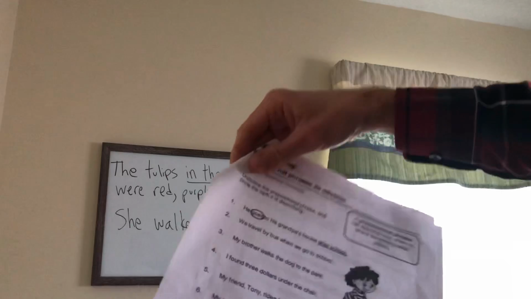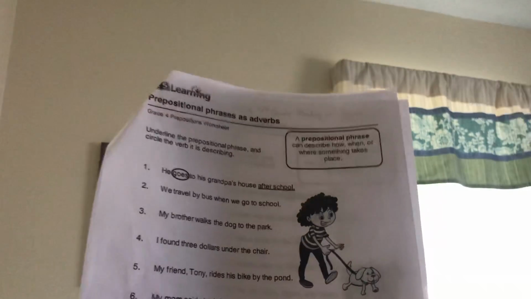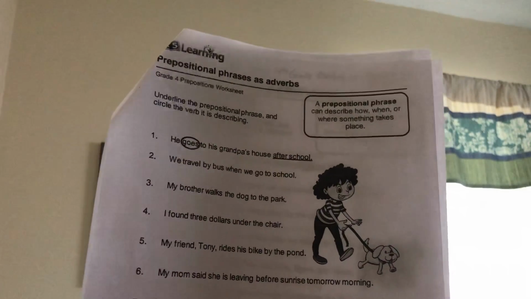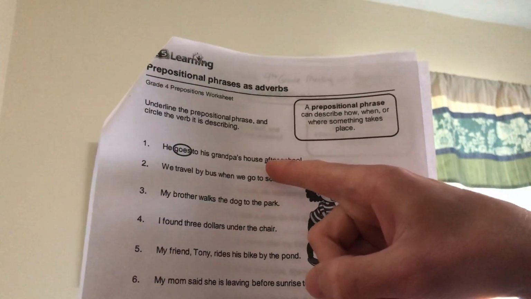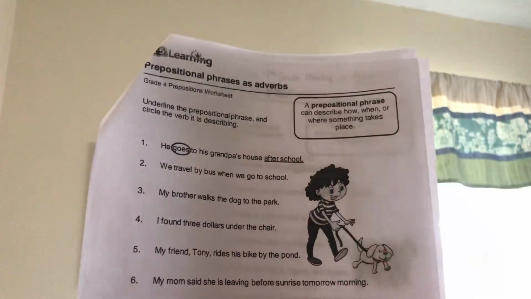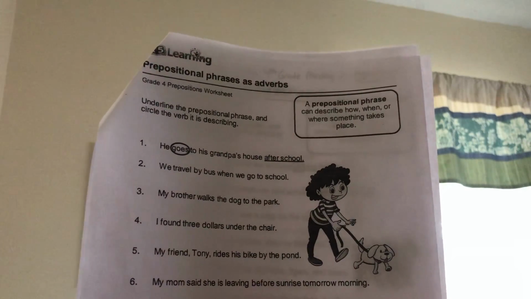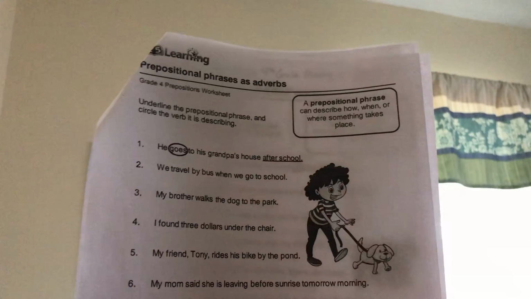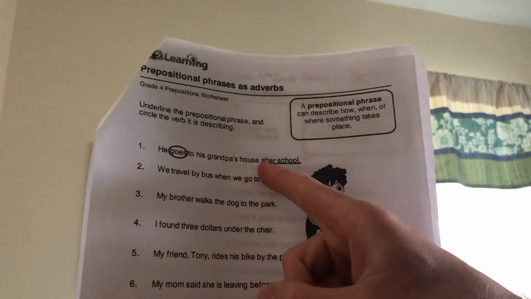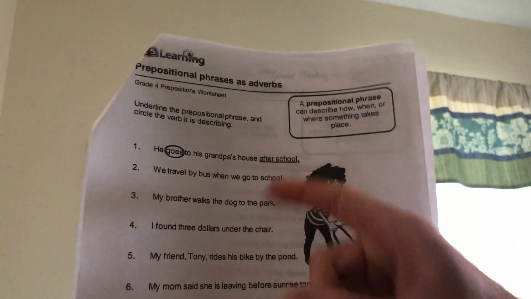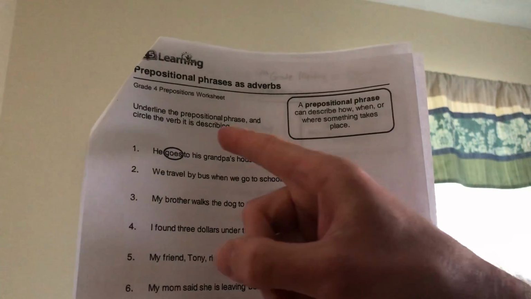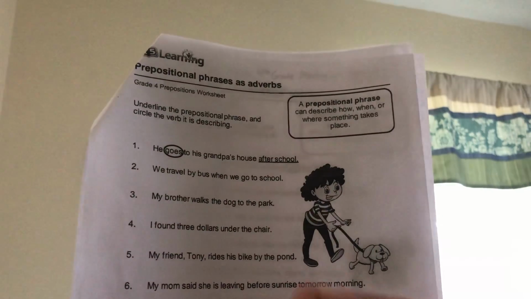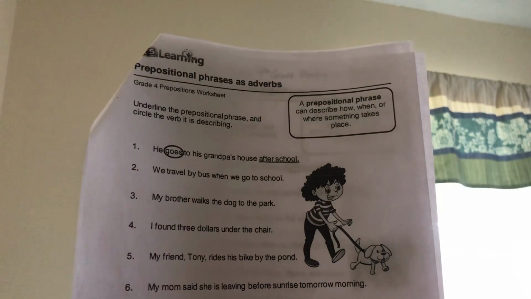Your final sheet is going to be prepositional phrases as adverbs, okay? These are going to look obviously different, but you're going to underline the prepositional phrase. So look for that preposition, follow it to its object, and then you're going to circle the verb that it's describing. So you're going to have to ask yourself questions. He goes to grandma's house. When? After school. He goes when? He goes after school. So after school is describing when he goes. All right? So this would function as an adverb prepositional phrase. So that's how you do those sheets.